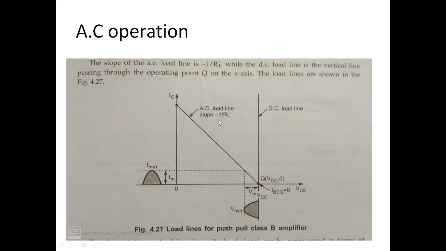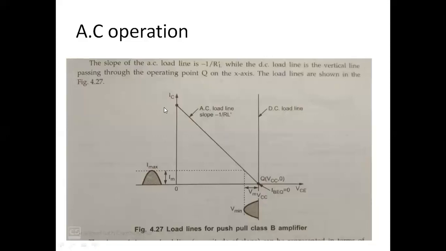So here, this is the slope of the AC load line, that is -1 by RL dash. Okay, just go through some transformer coupled amplifier. How we can get this slope is because of the transformer. So this is the AC load line. When we are applying some AC signal, this is the load line we have for the circuit.